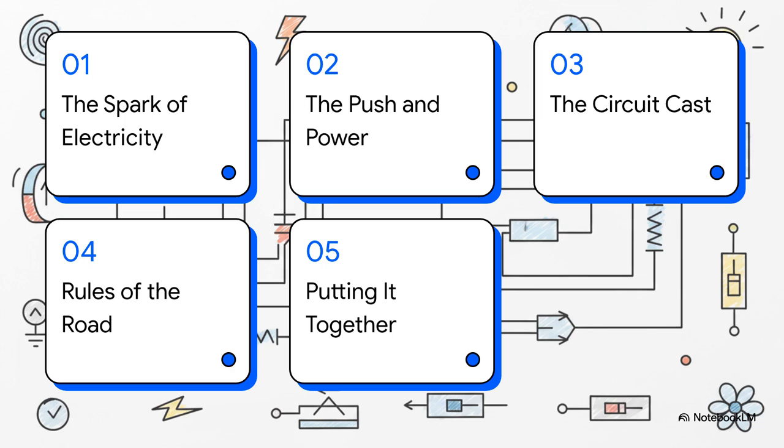Okay, here is our roadmap for today. 1. The spark of electricity. 2. The push and power. 3. The circuit cast. 4. Rules of the road. And finally, 5. Putting it together. Let's jump right in.